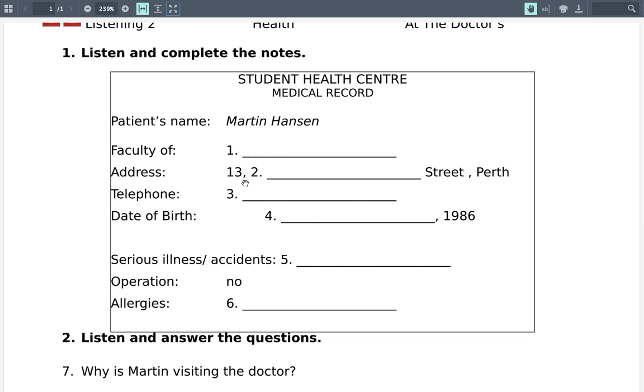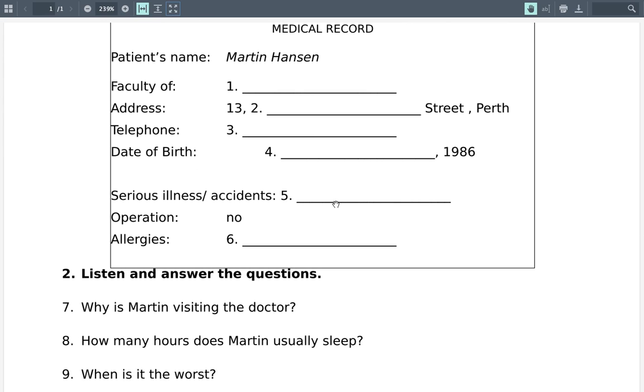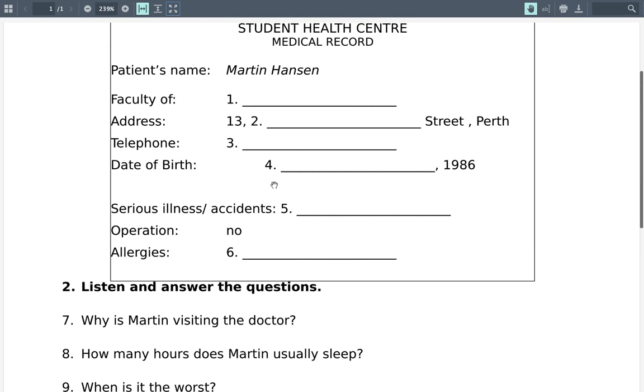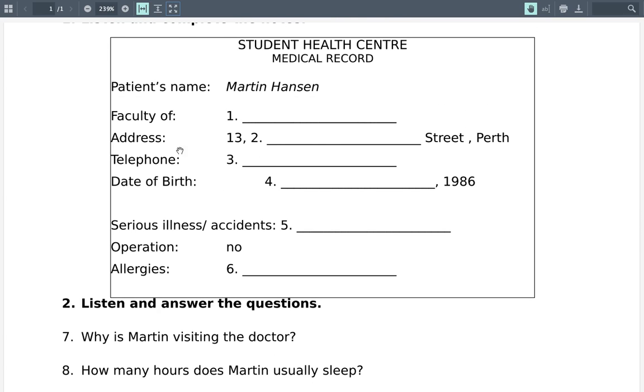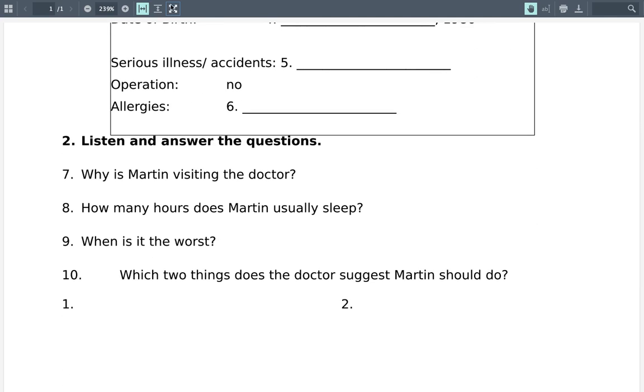So the first question asks us about the faculty name. You need to write what faculty the student is in. The address, so 13, and the name of the street here. Telephone, what's his telephone. Date of birth, so 1986, but the exact date. Serious illness or accidents, you're writing here. Operation, the answer is no. Allergies, what kind of allergies does this patient, Martin, have? So these are the questions for part 1.